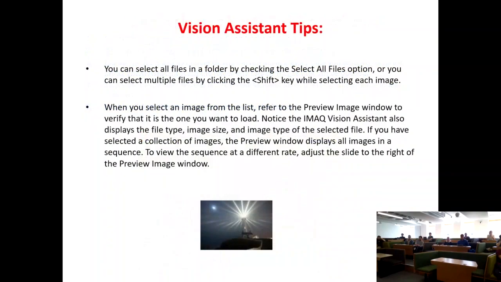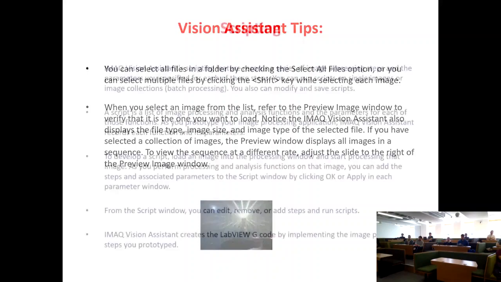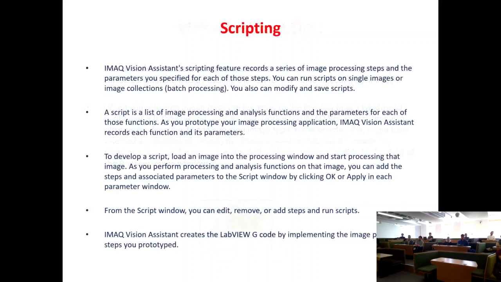Tips. I won't go through that here, you can just read them. Little tips on saving time, on scripting. A script in LabVIEW Vision Assistant is it remembering what you've done. It's like a macro, I suppose. You do certain things by pulling down these menus, and then it remembers it in the form of a script.